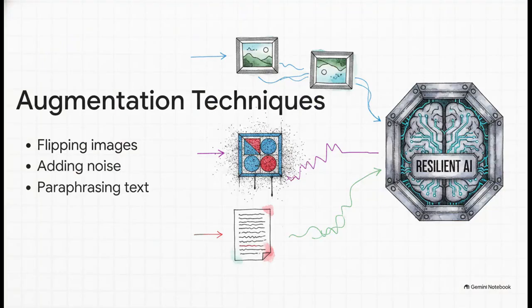So instead of waiting around, you use these simple tricks. If you have an image, you flip it upside down, so the model learns the object is the same regardless of orientation. If you have text, you paraphrase it. You can even inject artificial noise into your data points. You're basically artificially injecting real-world messiness in a highly controlled way, which drastically improves a model's real-world resilience.